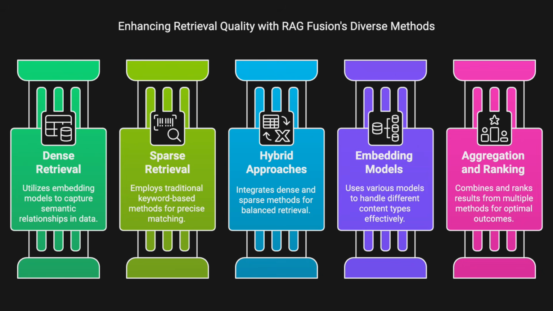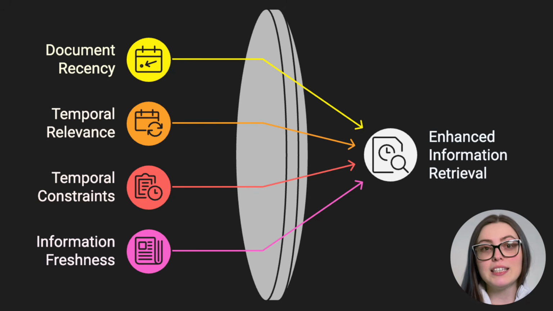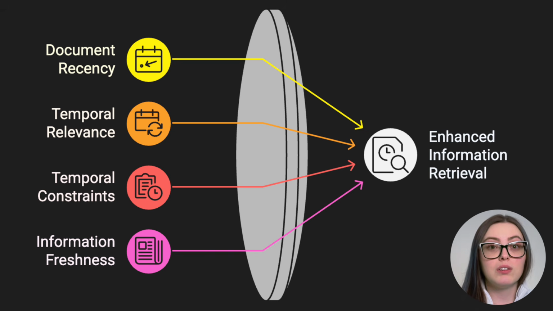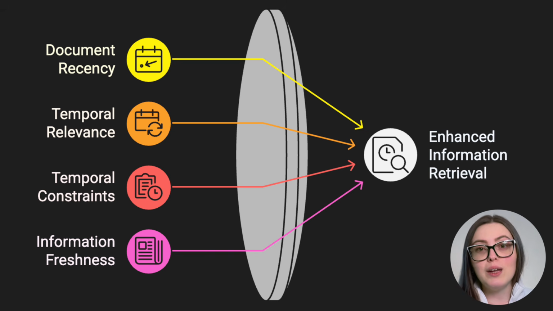Temporal augmented retrieval specifically addresses time-sensitive information by incorporating temporal awareness into the retrieval process. This architecture considers document recency and temporal relevance. It may weigh more recent information higher for certain queries. Temporal augmented retrieval can handle queries with explicit or implicit temporal constraints and maintains awareness of information freshness.